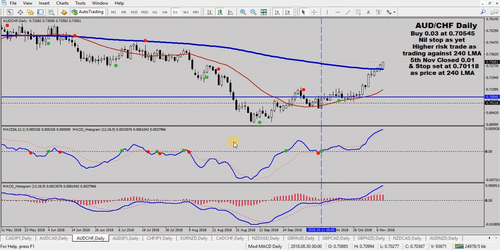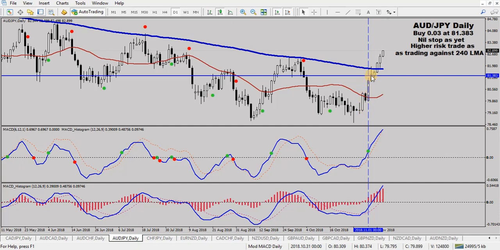Oz Swiss in a buy back here. I already closed one. And I've got to near the 240 LMA. Now it's burst through that, which is good. So hopefully I'll hold on for a little bit longer there. Oz Yen, same deal. Took a buy. Look, I didn't really like this one. It's a big candle where I took the buy. Close to 240 LMA. Burst through nicely and heading up nicely now. I might start looking at reducing risk on that tomorrow by closing a third.